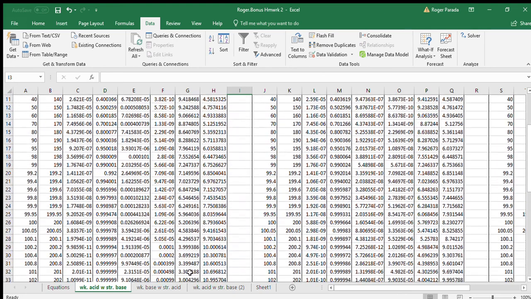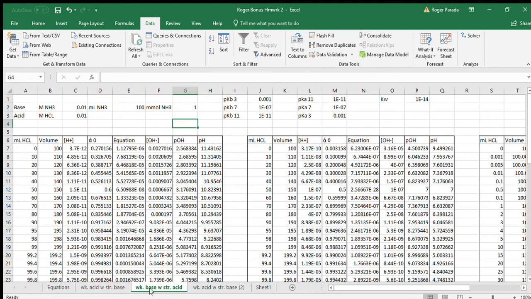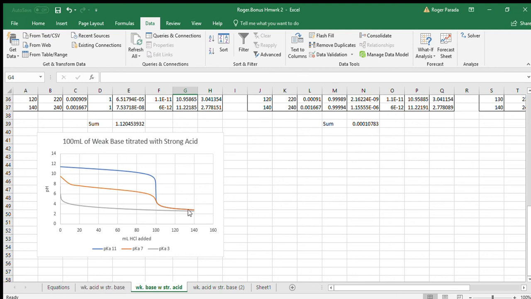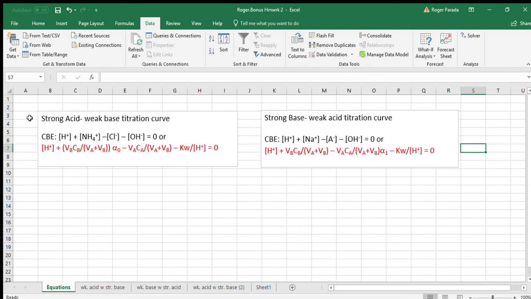And the same thing, more or less, works for a weak base with a strong acid. And here's that graph. But this one isn't based on concentration, but rather pKa. But this is the equation for a strong acid, weak base titration curve. And you just fill in the appropriate ions.